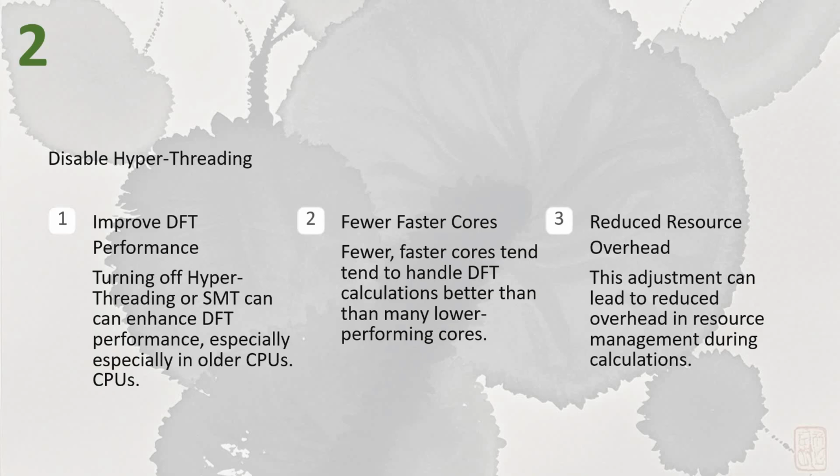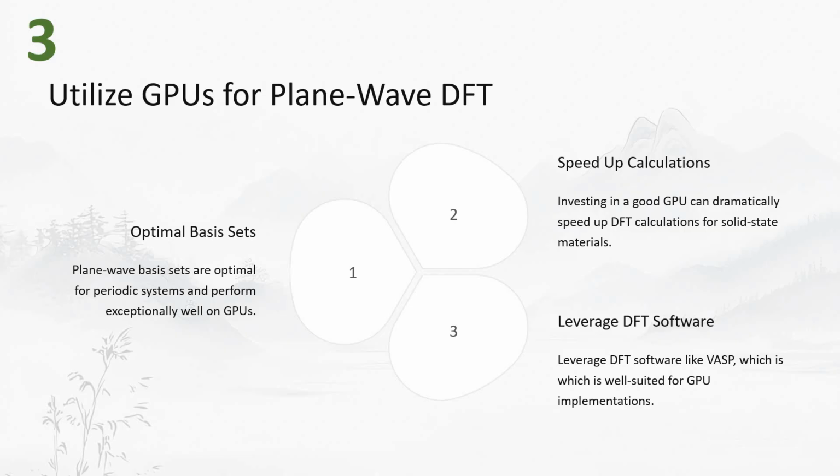And the second one is disable hyper threading. Hyper threading technology allows a single physical CPU core to execute two threads simultaneously to improve utilization and throughput. However, as I told you in the first point, fewer CPU cores with higher performance work better than more CPU cores with lower performance. Therefore, turning off this feature can enhance performance. This point is particularly effective in older CPUs and those with many cores.